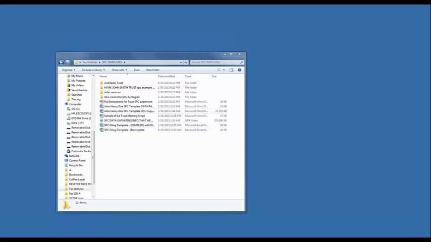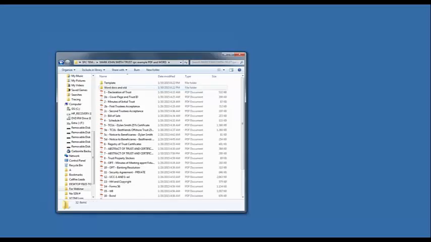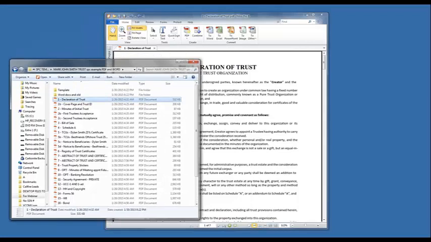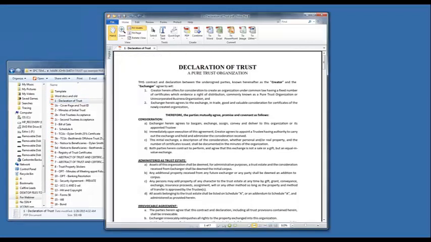You guys can see the folder that I have up. I'm going to open up a document here. I'm going to open up this Declaration of Trust. Does everybody see this? And then we'll just jump right in and we'll get a good hour worth of really core content.